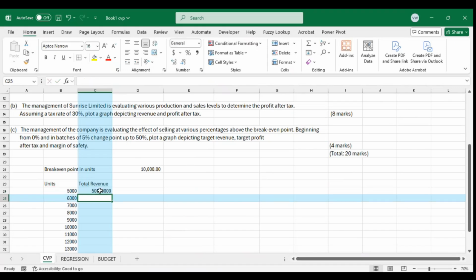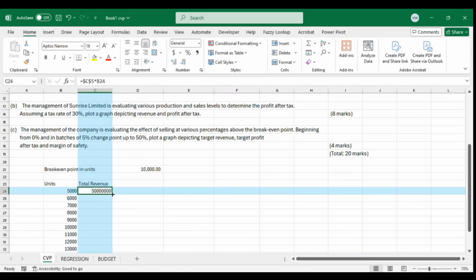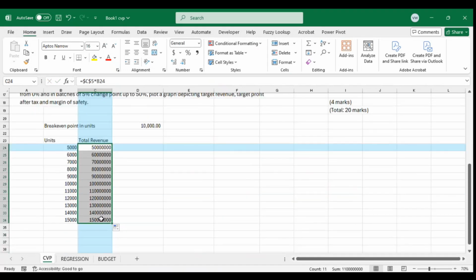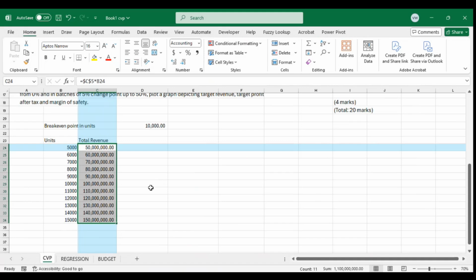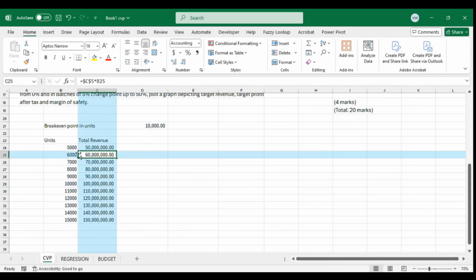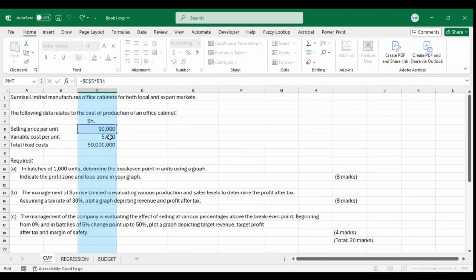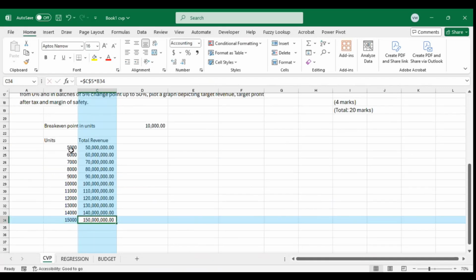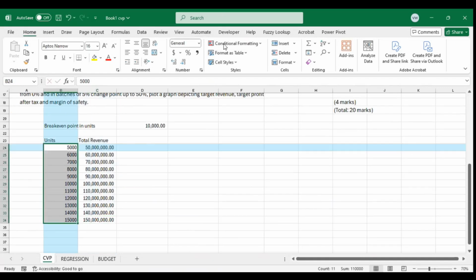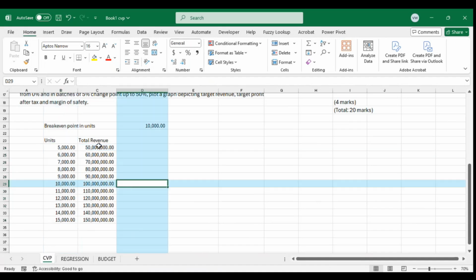So that now if I want to get the other total revenue, I just use the fill option. And we can use the comma style so that it becomes clear. And when you click, you can see that it has actually taken the 15,000 units times the 10,000 unit, and that is that. So we've been able to get the total revenue.